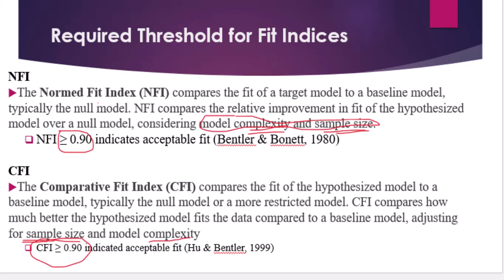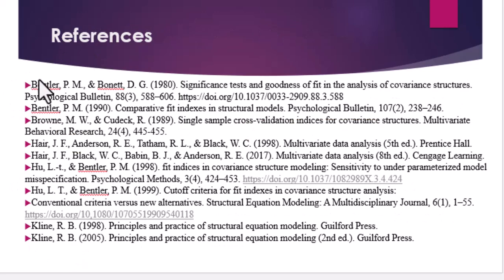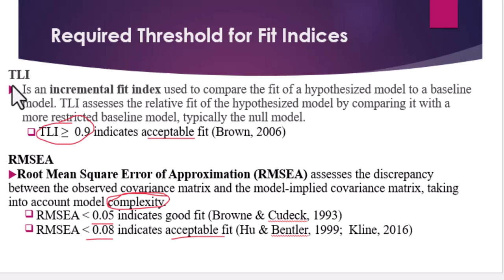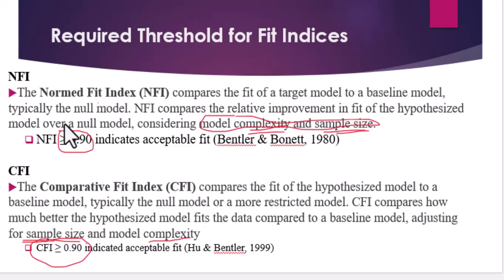I have also included the references which I consulted in developing this presentation. So we have seen that we have the relative chi-square index. We also have the GFI, the goodness of fit index. Then we also have the TLI, the incremental fit index, and then we have the root mean square error of approximation. Then we have the normed fit index, and then we have the comparative fit index. So these are the common fit indices.